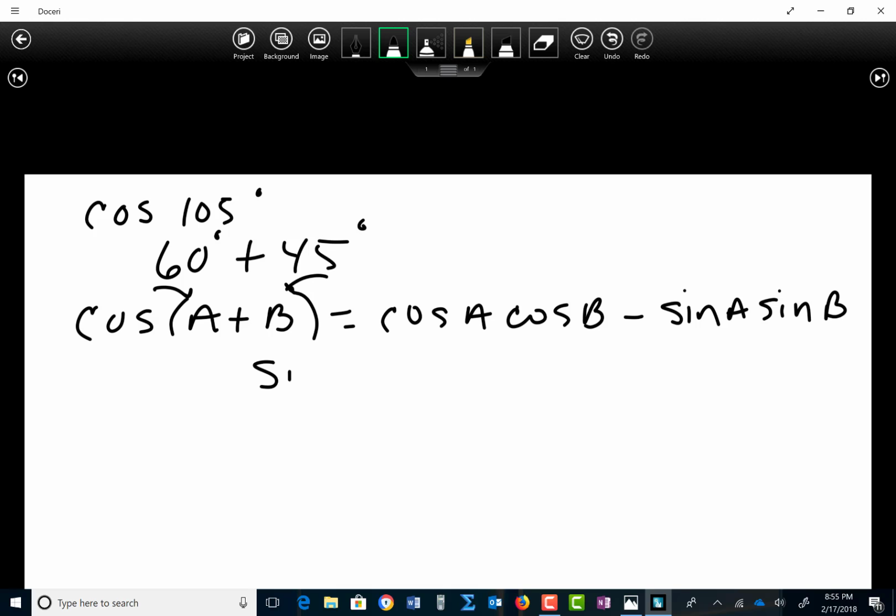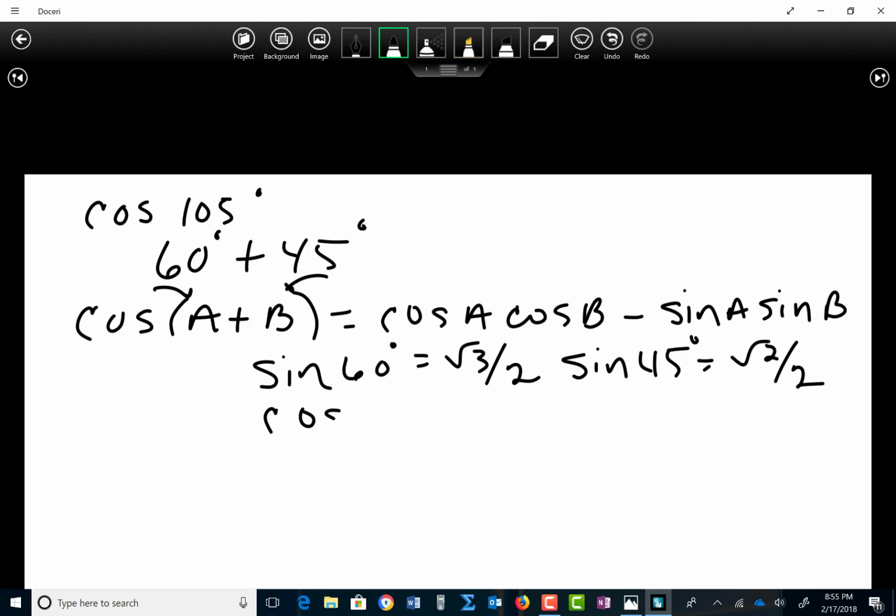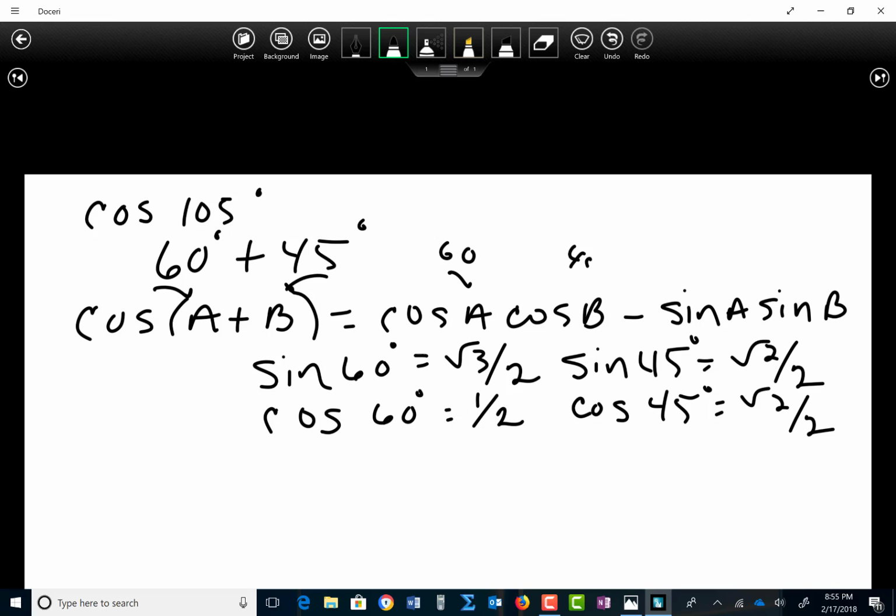So sine of 60 is square root of 3 over 2, and sine of 45 is square root of 2 over 2. Remember, these are all on your unit circle. Cosine of 60 is 1/2, and cosine of 45 is square root of 2 over 2. So when you're matching these up, A is 60 and B is 45. So here, 60, 45, 60, 45. And they're sitting side by side, so you're multiplying them.